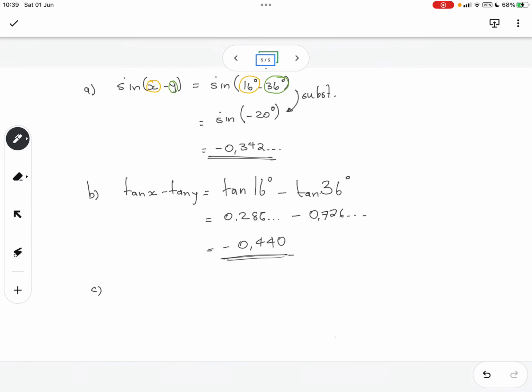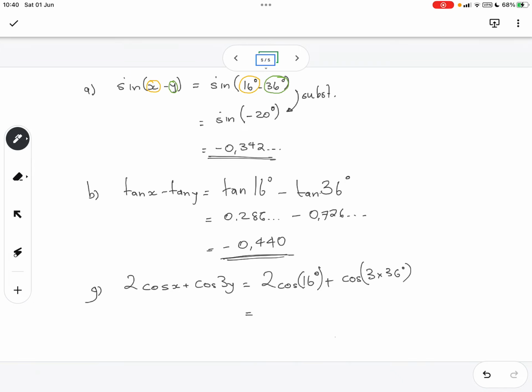All right, and then we're going to do G, okay? G is 2 cos of x plus cos of 3y. Now we're going to substitute: 2 times the cos of 16. So whatever the value of cos 16 is, we multiply it by 2, and we add it to the value of cos of 3 times 36 degrees. Do you see that?